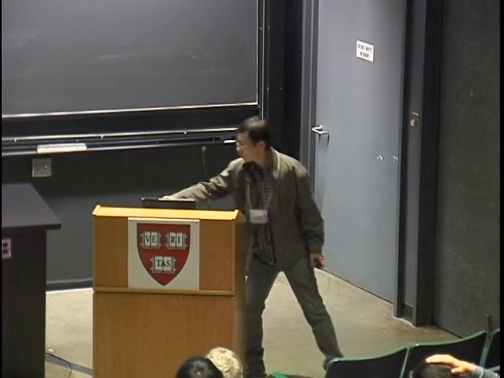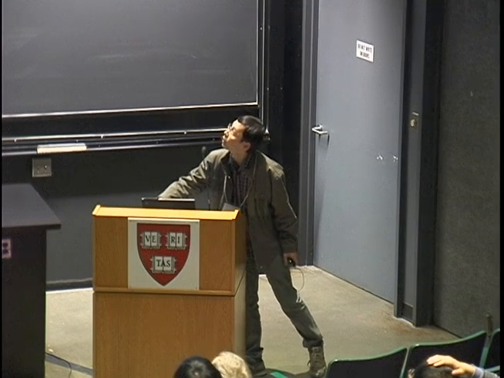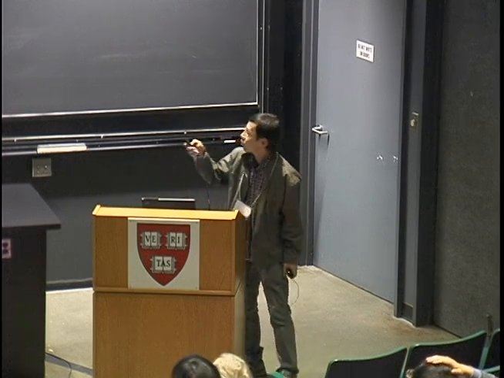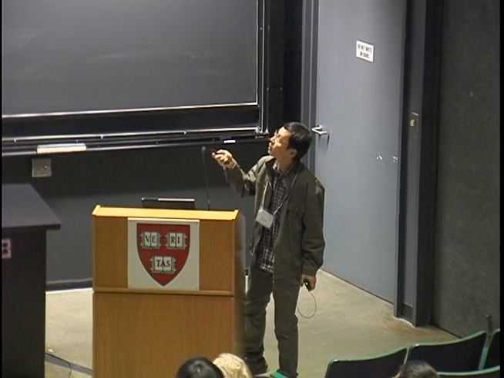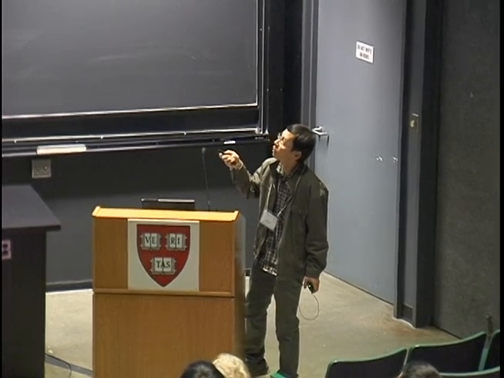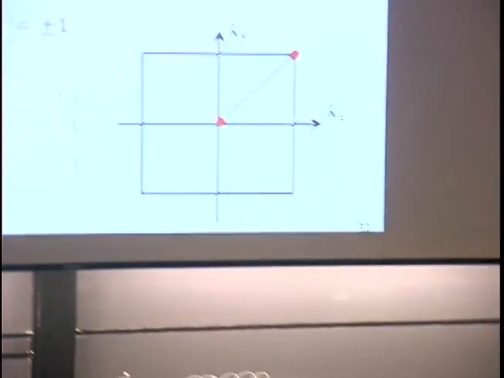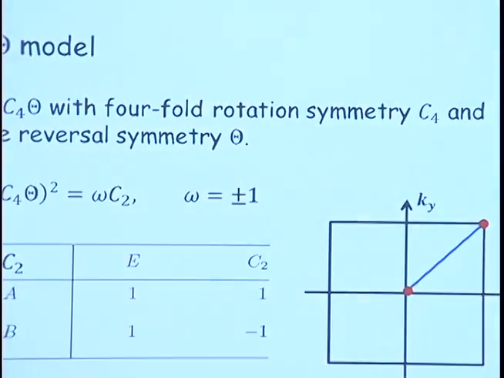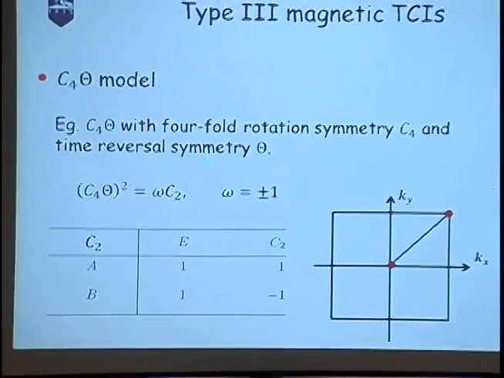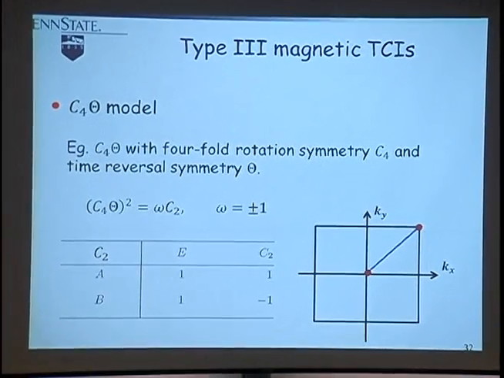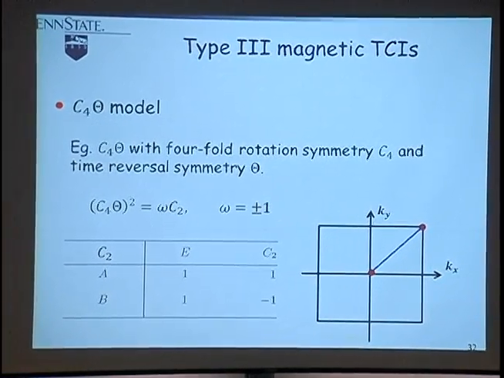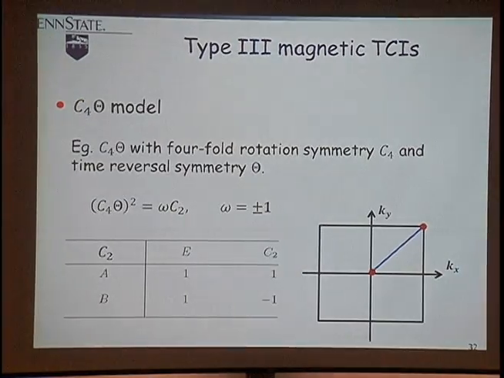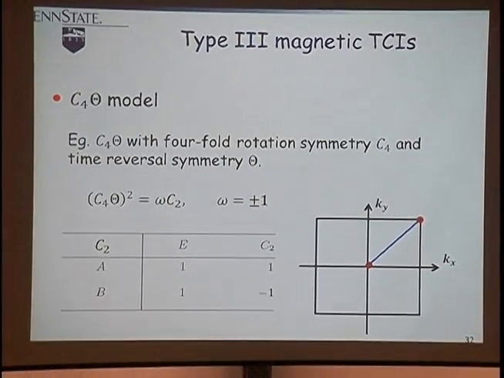For example, for C4 theta, when you apply C4 theta it just gives you 1, and C4 will give you C2. For some states, this C2 will give you minus 1. For example, a p state, after the C2 rotation, will give you minus 1.